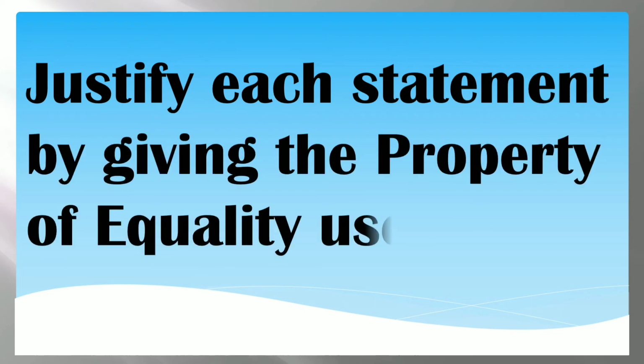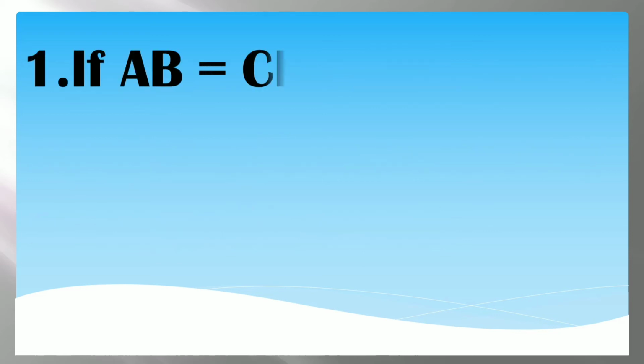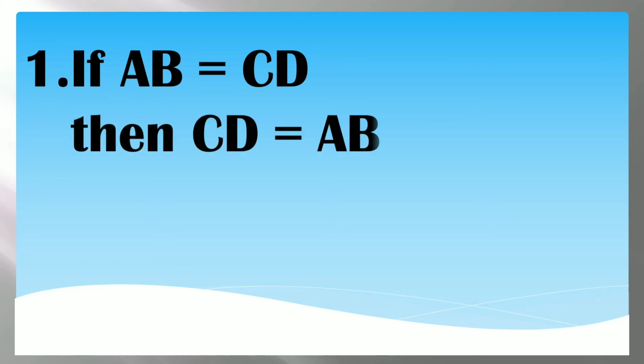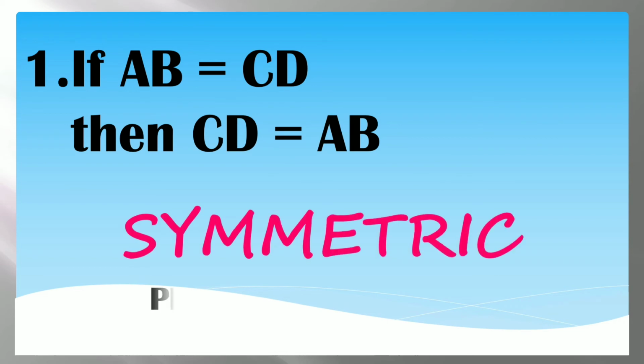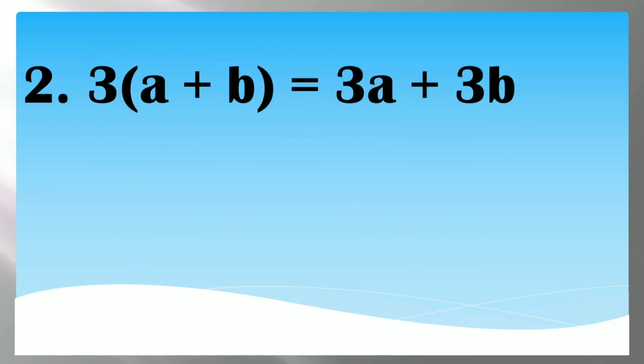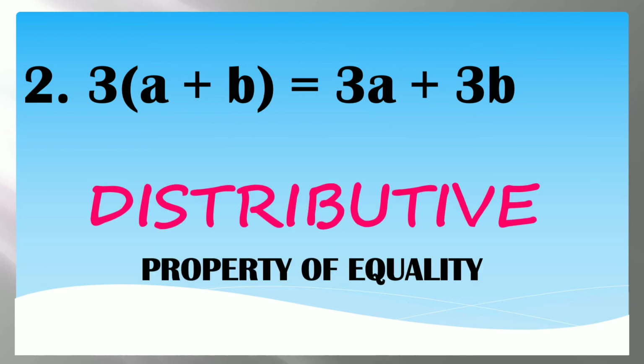Justify each statement by giving the property of equality used. Let's try if you understood the properties of equality. Number 1: if AB equals CD, then CD equals AB. Notice that the positions of AB and CD are reversed. So our answer is the symmetric property of equality. Number 2: 3 times the quantity A plus B gives 3A plus 3B. The 3 is distributed to A and B. So our answer is the distributive property of equality.